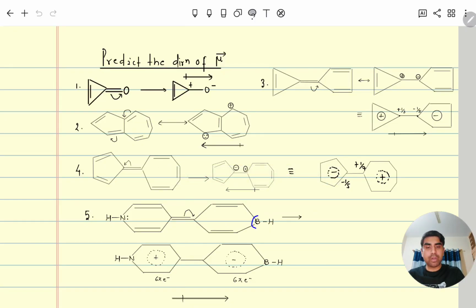Similarly here boron is a Lewis acid, so electron is moving like this, so here positive charge came, so overall this also has 6 pi electron, and this one also 6 pi electron. Dipole moment will move this way more effectively because it is forming a stable aromatic system on both sides, so dipole moment will be in this direction. Similarly for this one also.